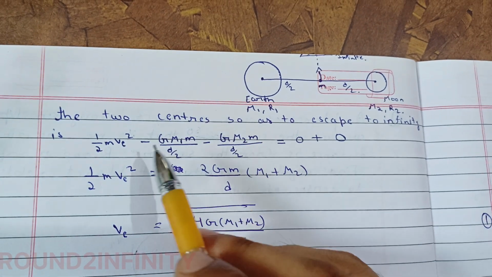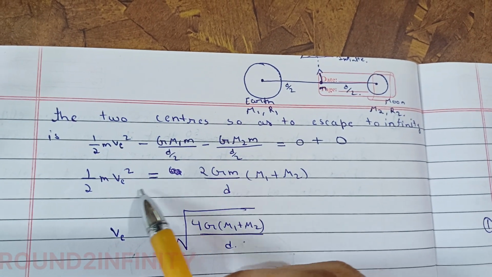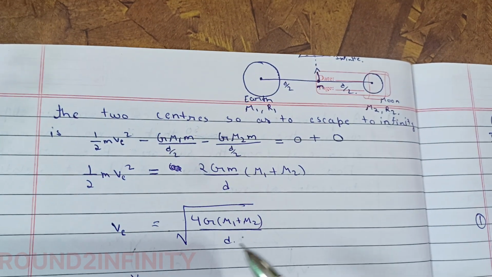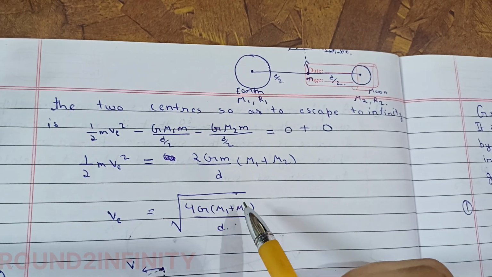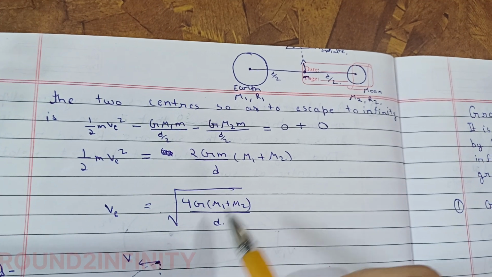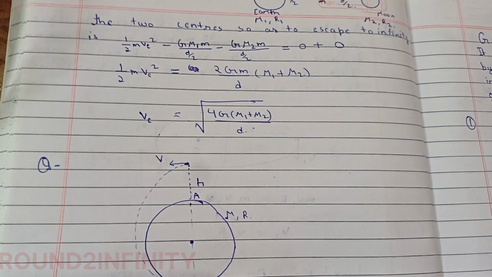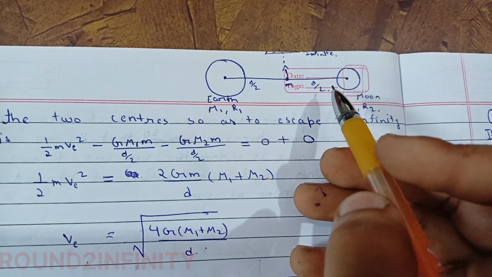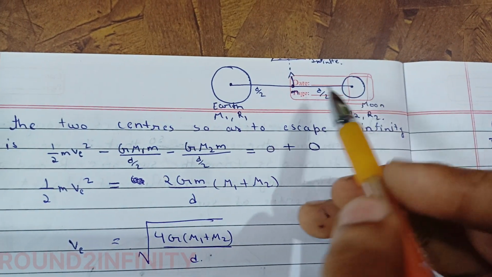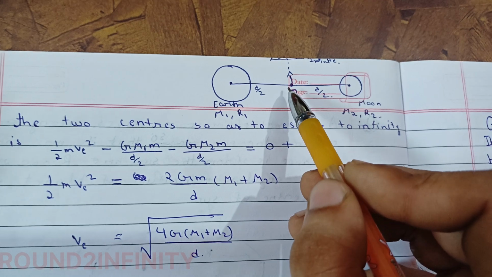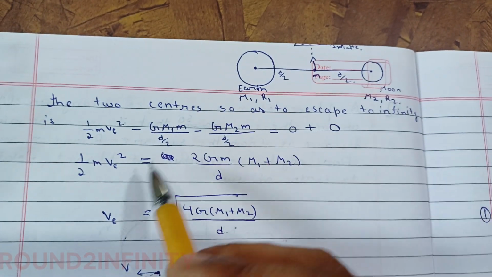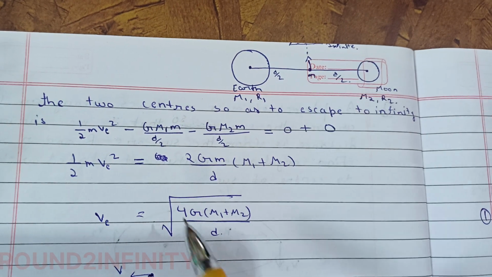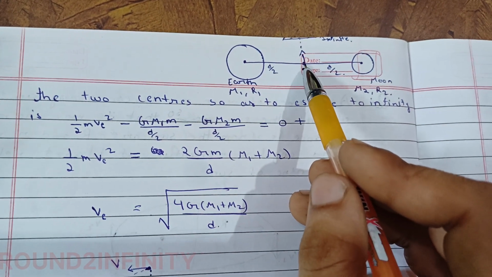Now from here you can find ve. Half m ve square equals, this sum will go to this side and will be like this. So ve equals under root 4G (m1 plus m2) divided by d. So this will be your answer. It's like you need to apply that much kinetic energy which will just make the potential energy 0. Total potential energy at this point is negative, so you need to make that 0. So this kinetic energy should be equal to the total potential energy at this point. That's how you can make the particle free from this point.